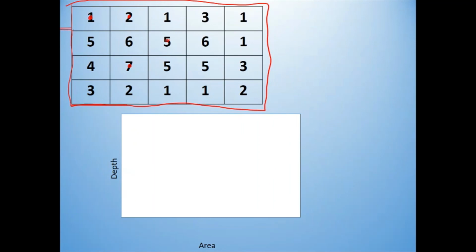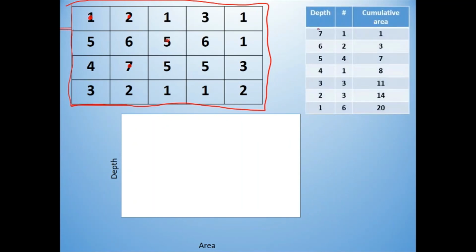But what you then have to do is count up how much of the lake is at 1 meter deep, how much of the lake is at 2 meters deep, how much of the lake is at 3 meters deep, and so forth. So that's what I did over here. Okay, and it's best to start at the deepest point and go towards the shallow. So how many boxes are at 7 meters? 1. How many boxes are at 6 meters? 1, 2. Okay, and so forth, right?